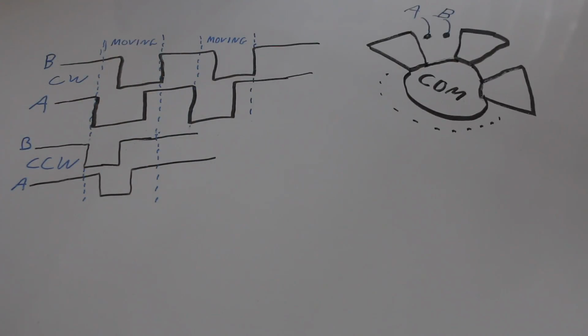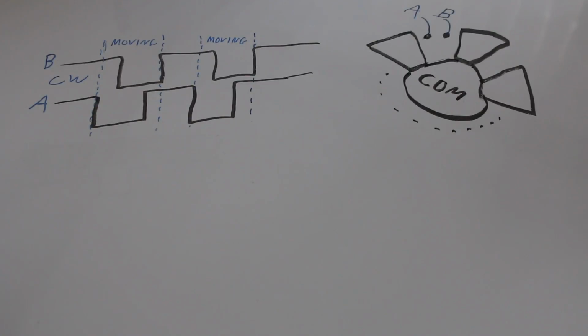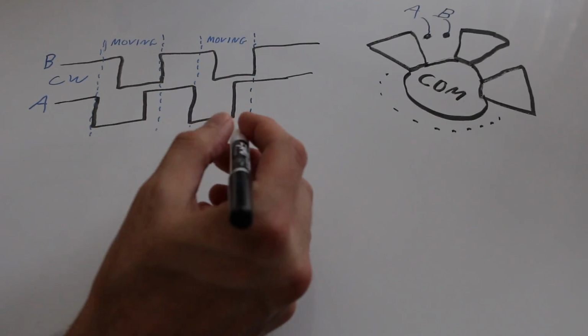Normally, this would be monitored by a microcontroller, maybe with interrupts, so you get an alert when something's happening on either of these, and then you can analyze the sequence and determine which way it is rotating. But it's not always preferable or convenient to do this in software, so there's a couple of ways to do it in hardware, and one way would be to use a D flip-flop.